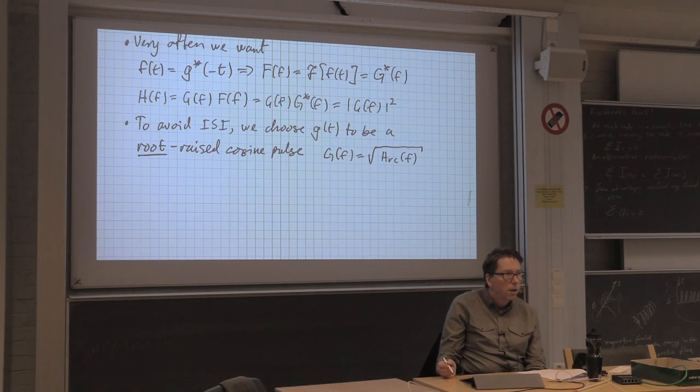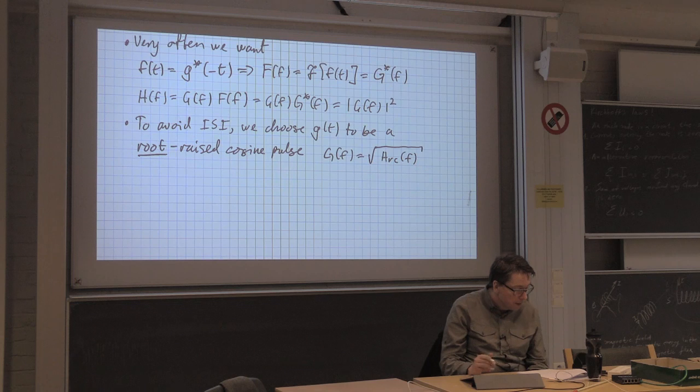Okay, and this is okay because the raised cosine spectrum here is a real valued function, so nothing strange will happen here when we do this. So we just take the square root of this raised cosine pulse, and then we get another Fourier transform, and if we take the inverse Fourier transform of that, we get something called a root raised cosine pulse. Okay, so if we take the inverse Fourier transform of H, we get a raised cosine. If we take the inverse Fourier transform of G, we get a root raised cosine pulse. Okay.